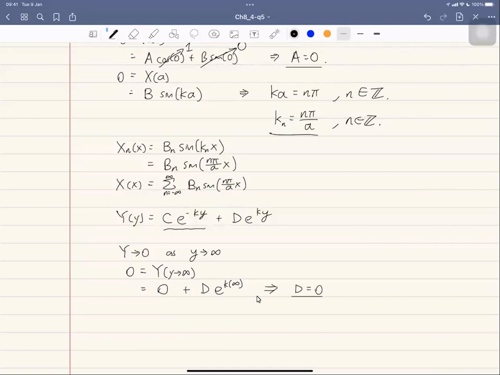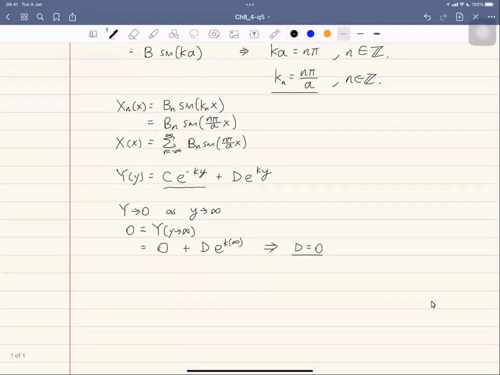So the first boundary condition, if we look back over here, tells us a equals 0, and the second boundary condition tells us k has to be this. The third boundary condition, which is this, tells us d equals 0. And the last one is where we need to implement.